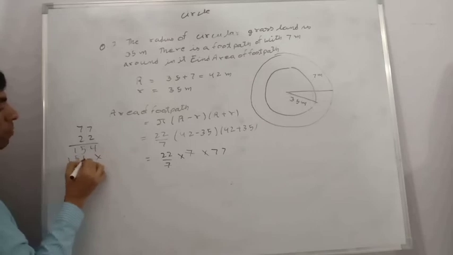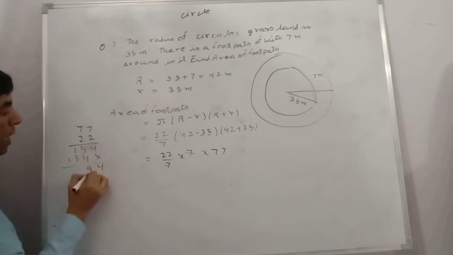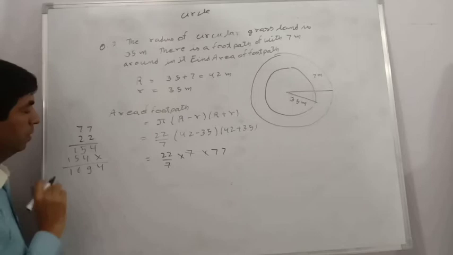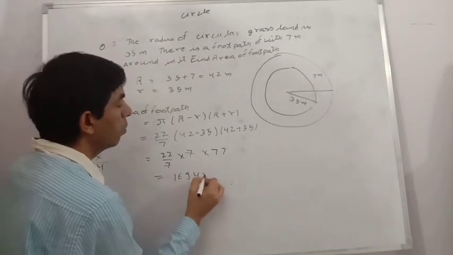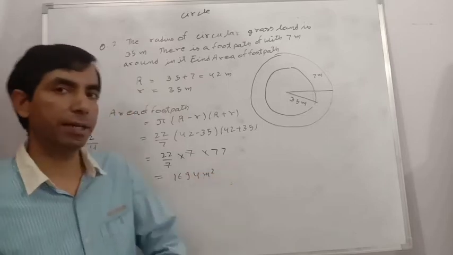154 and 154. Then we got 4961. 1694. So our answer is 1694 meter square. It is the path area.